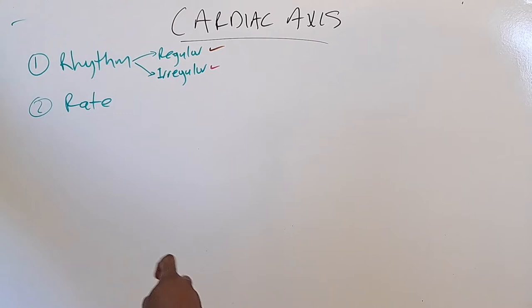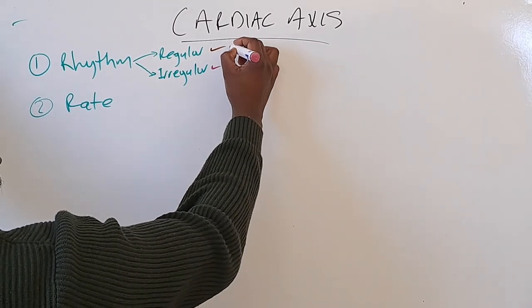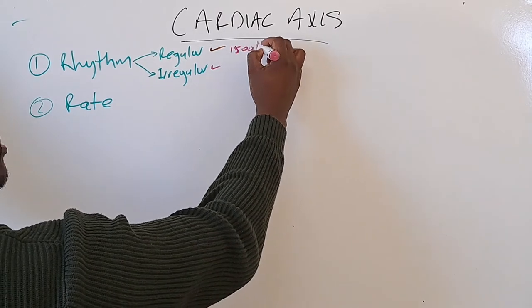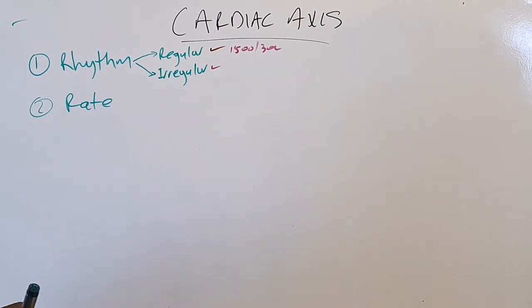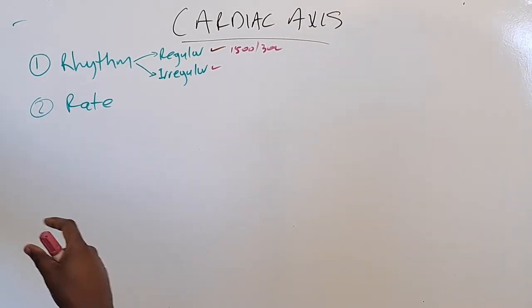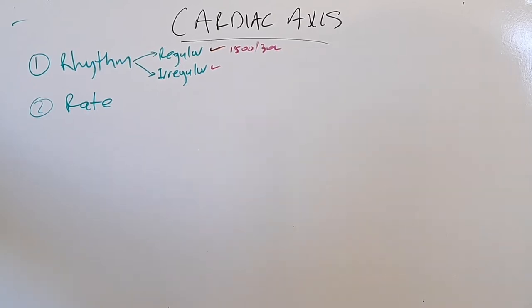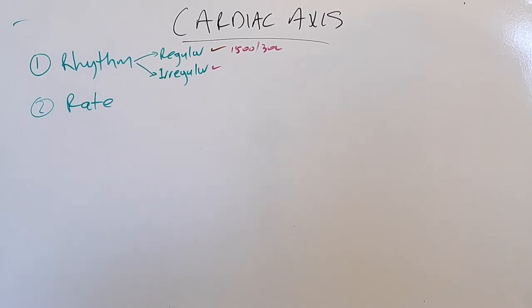Listen, the methods that are correct for a regular heart rate are your 1500 and your 300. So if you use the 300 method to figure out the heart rate of an irregular heart rate, you're going to get a wrong reading. That's what I'm trying to say. There are methods that are only correct if the heart is irregular, and there are those that are only correct if the heart rate is regular. Anyways, the rhythm, the rate, and the axis.